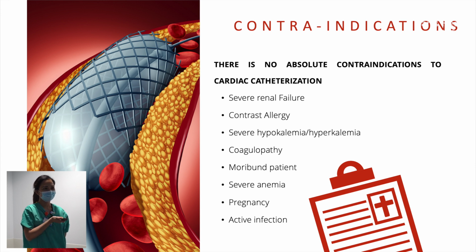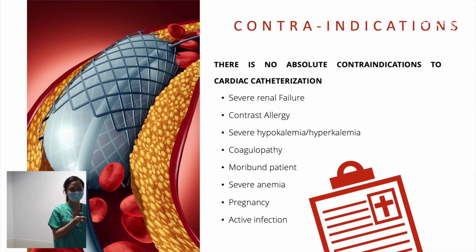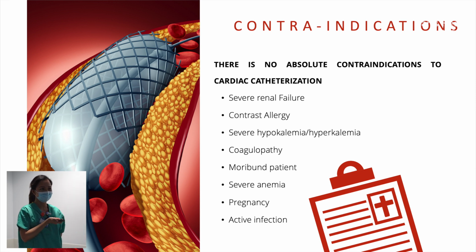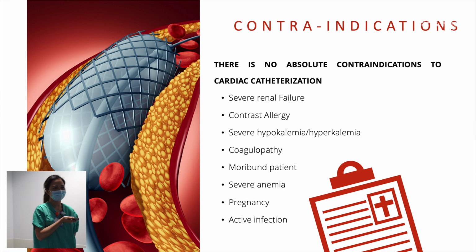Next, moribund patient. This just means the patient is terminally ill or is at the point of dying. It just means that there's more harm than good for the patients. Next is severe anemia. This is important. We check all the blood results for patients coming in for procedures. If the patient is anemic, we usually manage it days before the procedure. We give them medications or even blood transfusions.